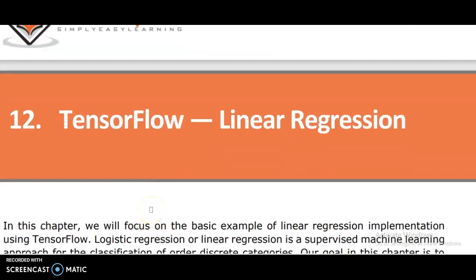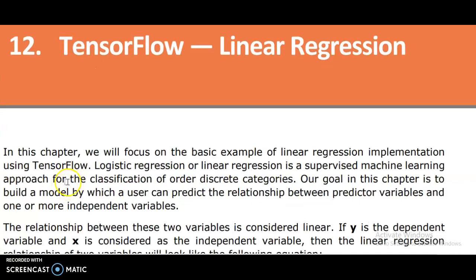So the next chapter is TensorFlow linear regression. In this chapter, we will focus on a basic example of linear regression implementation using TensorFlow. Linear regression is a supervised machine learning approach for the classification of ordered discrete categories. Our goal in this step is to build a model by which the user can predict the relationship between predictor variables, one or more independent variables.